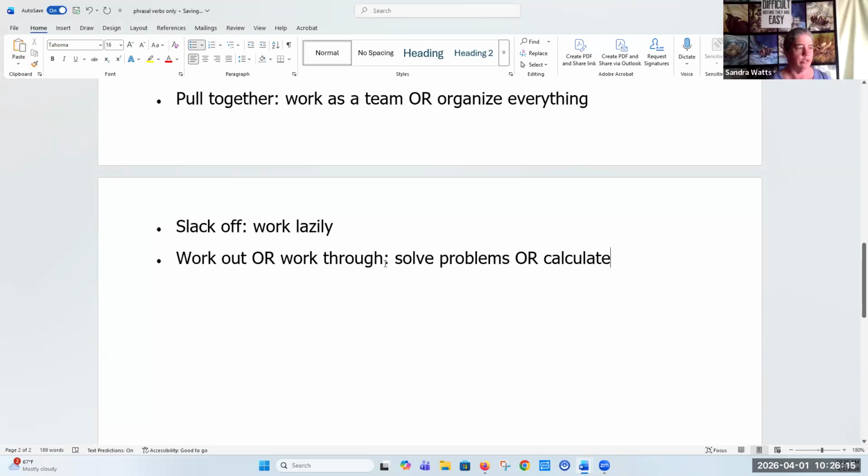So this is another "or." Generally, work out or work through means you talk about it and find a solution to the problem. You solve the problem. Okay. It can also be used like calculate. Do you know calculate?